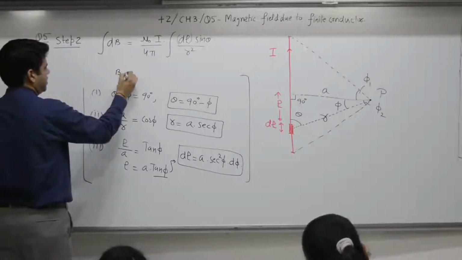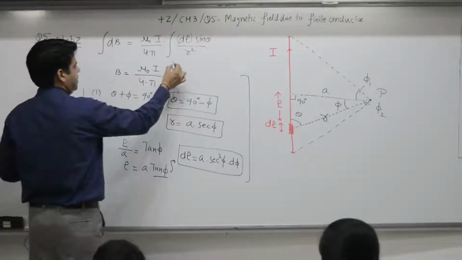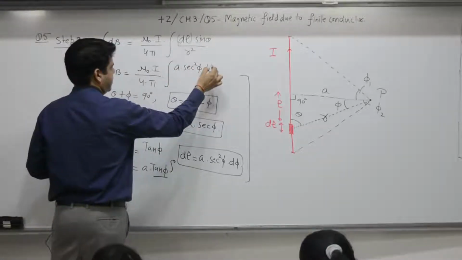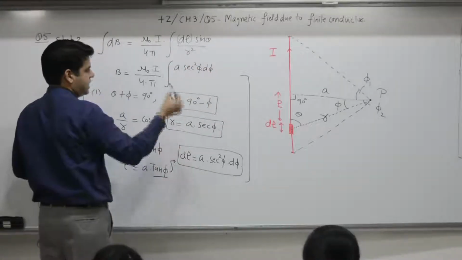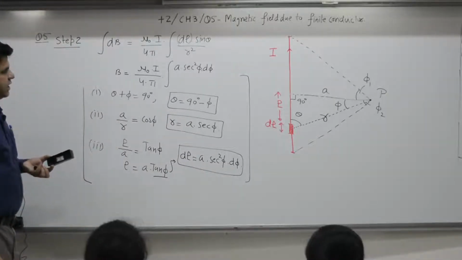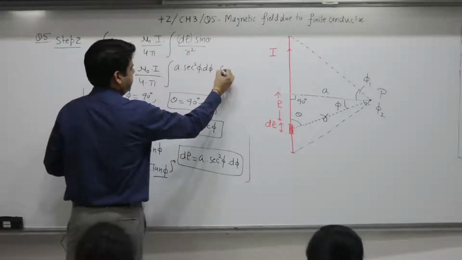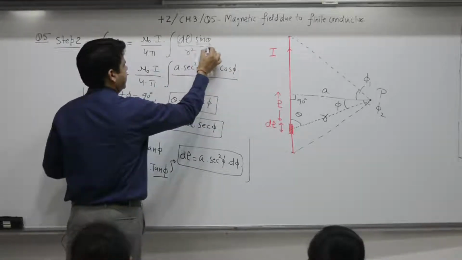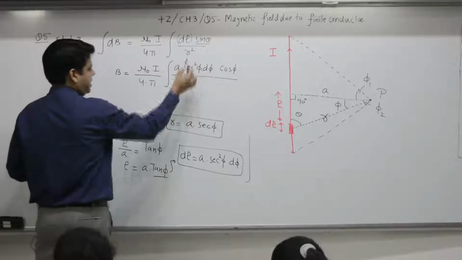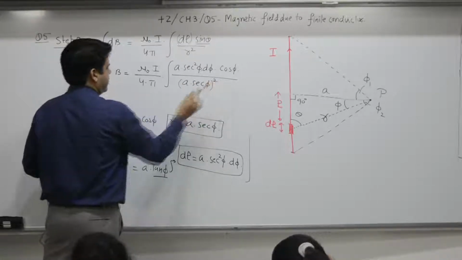So B is equal to what? Mu naught I by 4 pi, and dl is equal to what? A secant square phi d phi. Sin theta is sin of 90 minus phi, which is cos phi. R square: R was equal to A secant phi, squared.